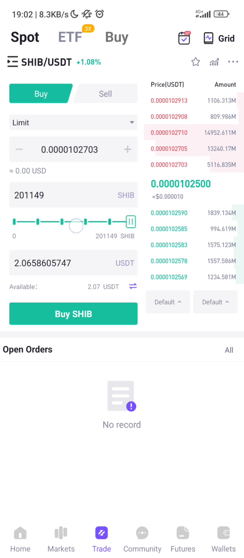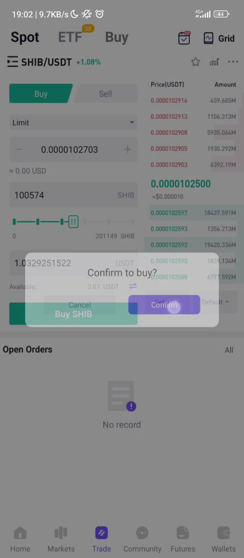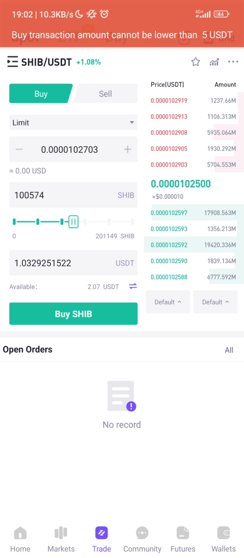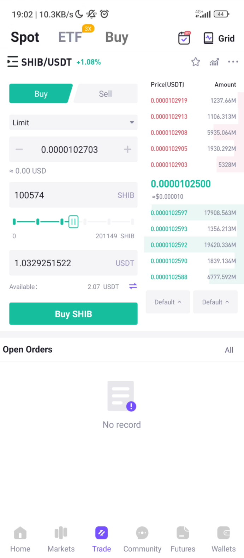So now, let's say I'm buying 50% worth of Shiba Inu with my total capital, which is $2. So when I click on buy, click on confirm. For spot trading, you must have at least $5, so we can't initiate that trade. So look, for futures, you can use way below $1. So we're going to demonstrate that.